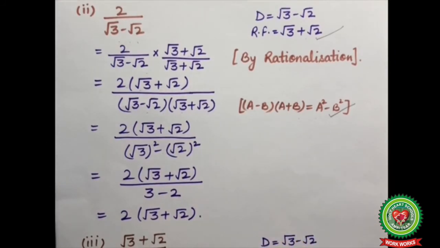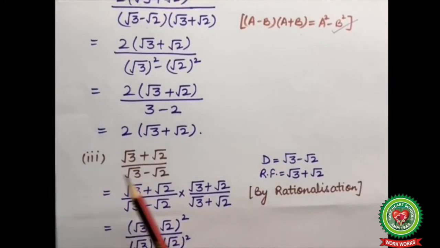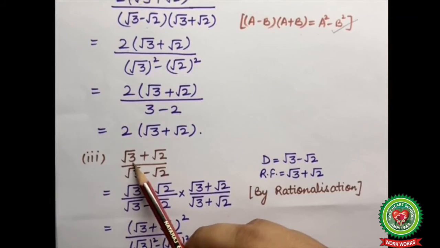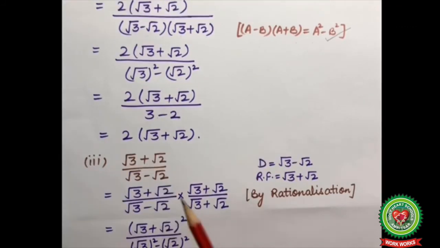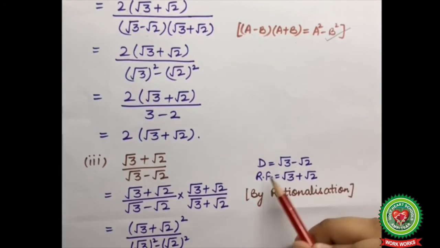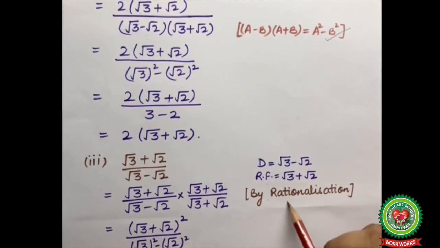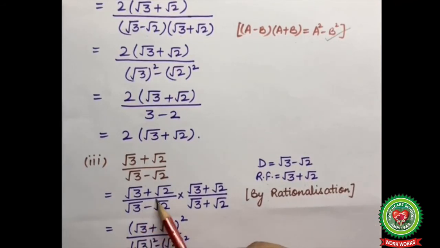So let us discuss one more example based on this topic. That is, the next example is under root 3 plus under root 2 upon under root 3 minus under root 2. Now in this example, the denominator is under root 3 minus under root 2 and its RF will be under root 3 plus under root 2. So on doing rationalizing, we are going to get under root 3 plus under root 2 upon under root 3 minus under root 2 into under root 3 plus under root 2 upon under root 3 plus under root 2.